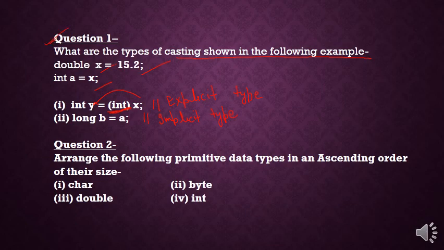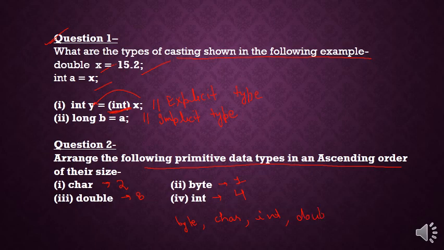Write down in classwork copy. Second is question number 2. Arrange the following primitive data types in ascending order of their size. So integer takes how many bytes, children? 2 bytes. Byte takes 1 byte. Double takes 8 bytes. And integer takes 4 bytes in the memory. So how can we arrange in ascending order? First byte, 1 byte, then you write char, then you write int, and then you write double.